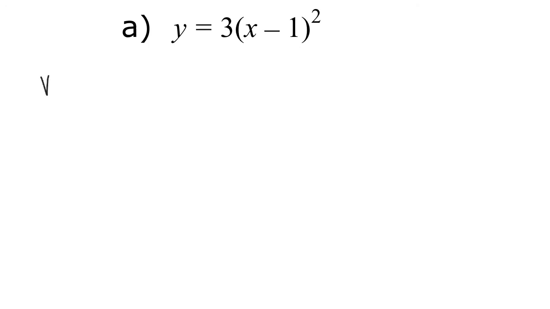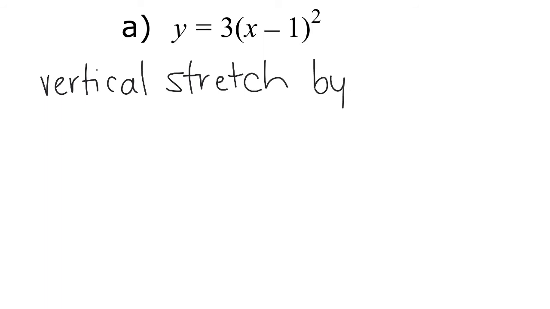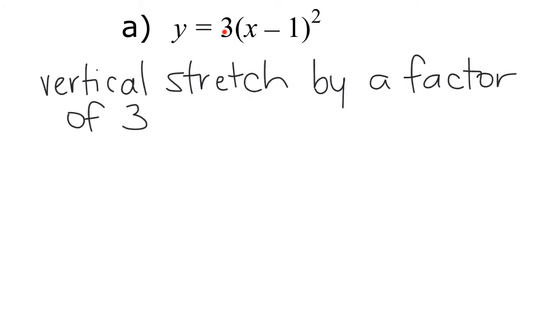So we are going to say vertical stretch by a factor of 3. As I continue scanning, the next thing I notice is my h value. I have an h value, which means that there is a horizontal shift or a horizontal translation. Remember, we always need to interpret this as the opposite. So if we are seeing a -1, that means our parabola is going to move to the right.